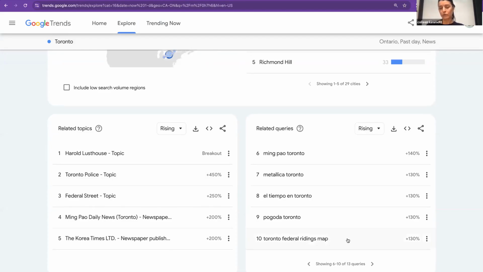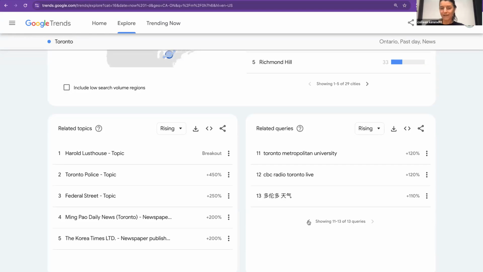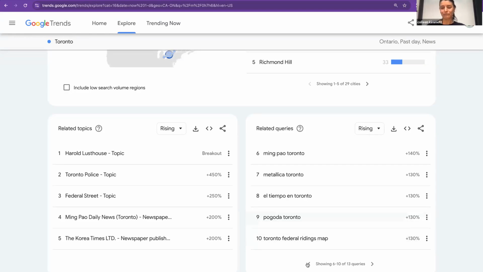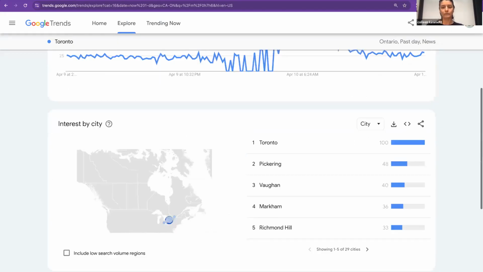Newsworthy topics might be federal Toronto riding maps. There's a Metallica concert coming up. I know one reporter said they were actually able to identify a fire that hadn't hit the news yet by seeing that people were asking Google, hey, I'm hearing about this fire, what's going on?